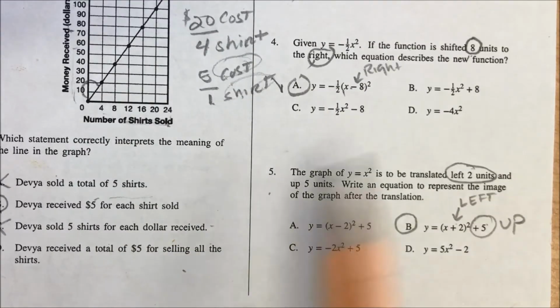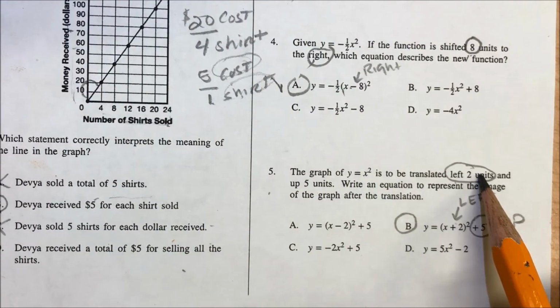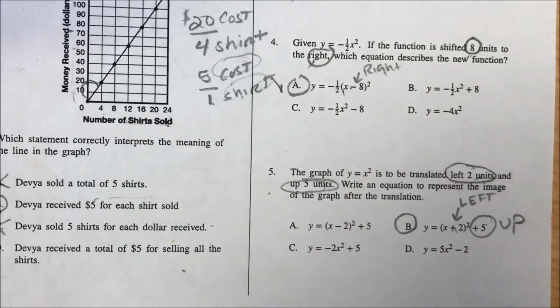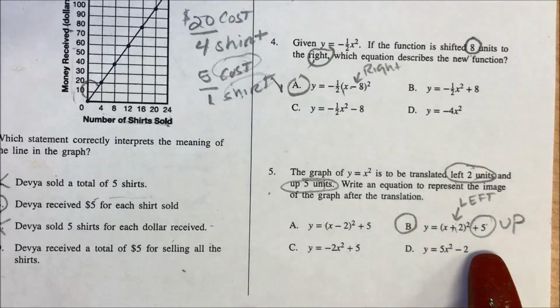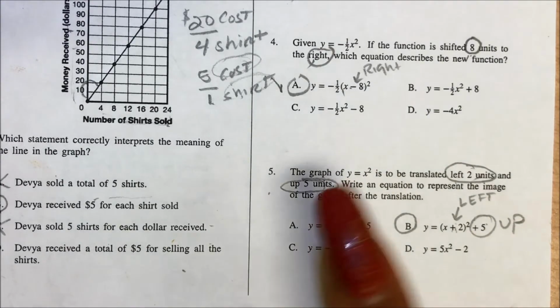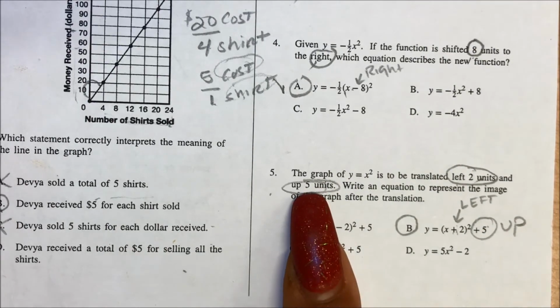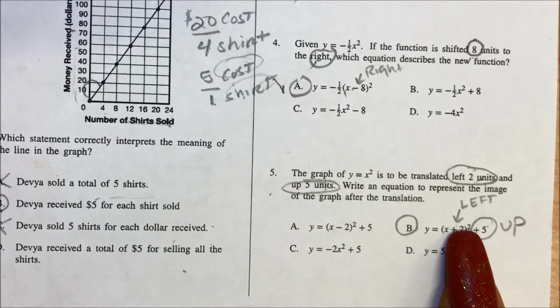Now we look at number 5, and it says move left 2. So left, I'm thinking negative, but because it's a horizontal movement on the x-axis, it's going to be a positive sign, so plus 2. And then moving up or down, it stays. If I move up 5, it's positive. If I move down 5, it's going to be negative, but this says up 5, so the answer is B.